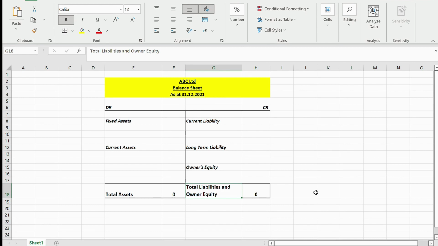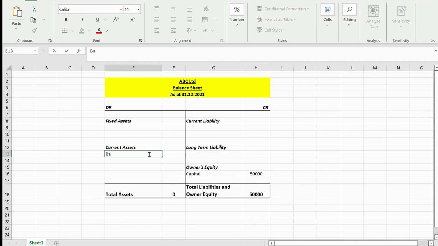Let's assume that the owner has invested 50,000 euros in their business. It could be any business, right? We are only presuming. So now that we've recorded that in the owner's equity section, what will happen to that 50,000? That 50,000 is going to go into the bank. And our assets are equal to our liabilities and owner equity.